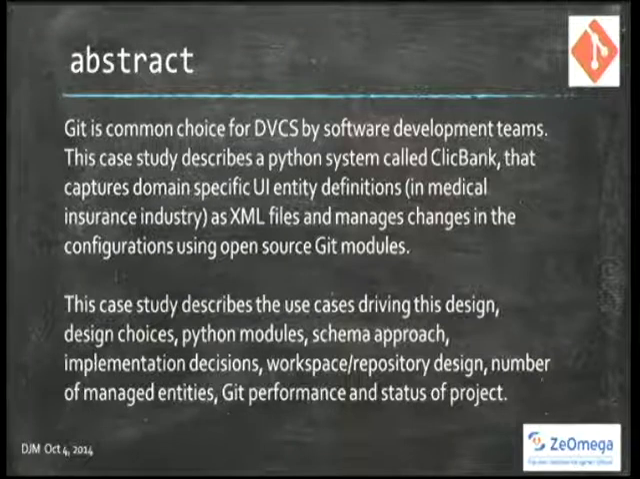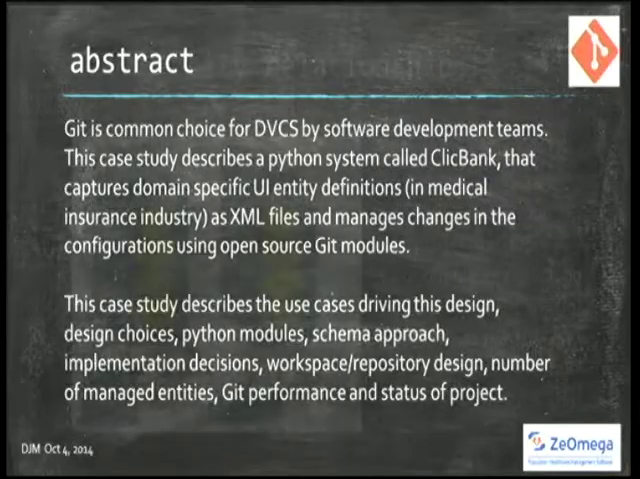What we're doing at Z Omega is a project called ClicBank, which stands for Clinical Content Bank. We decided we needed to put a distributed version control system in our application because we had a primitive one already built in. So we're going to show you that we decided to use Git, and this case study describes what we're doing and thinking about that and what the design looks like. We'll go through details as we go here.